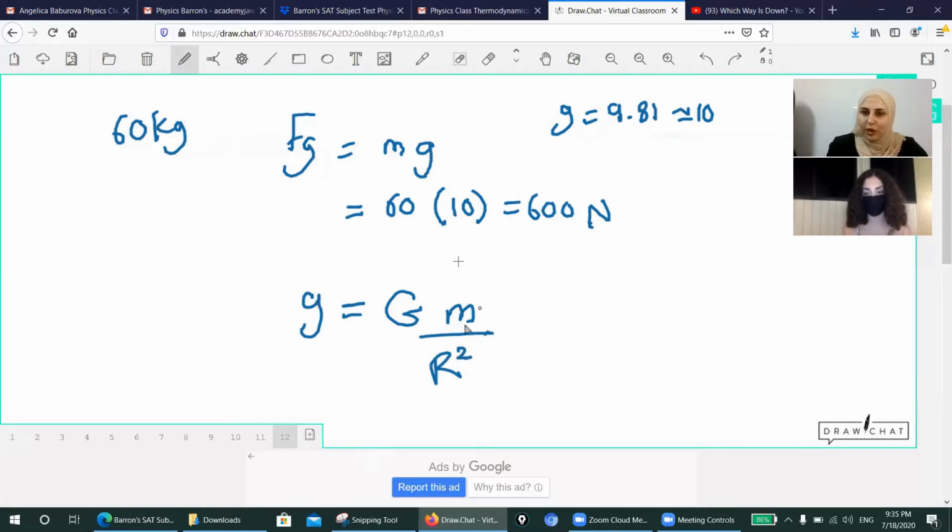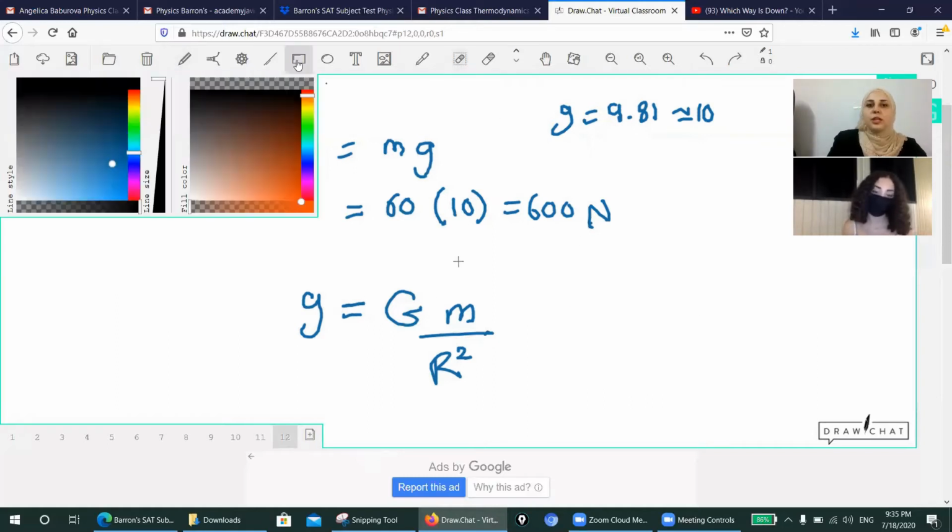M is the mass of Earth and R is the radius of Earth, if you want to calculate G at the surface of Earth. That's why G is different at a very high point, let's say 10,000 kilometers from the surface of Earth. It's going to be different, right? It's going to be slightly less. Okay. So this is the formula we use to calculate G.